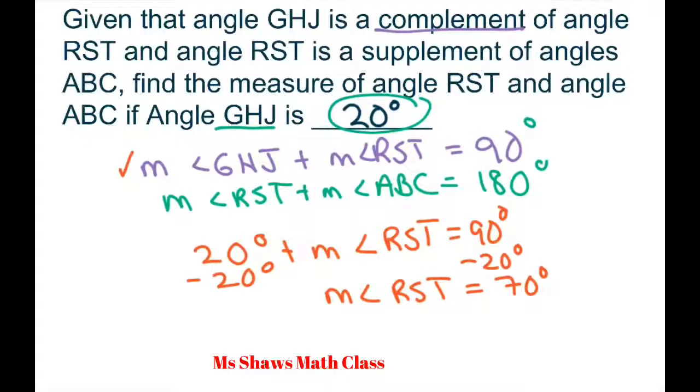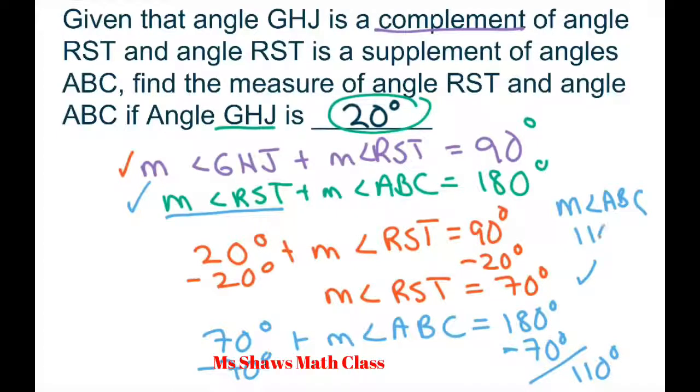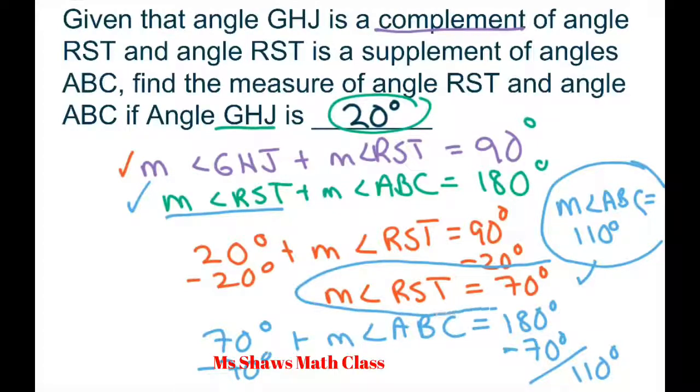Now we're going to substitute this 70 degrees into this equation. Right there, we're going to replace it with 70 degrees plus the measure of angle ABC equals 180 degrees. Subtract 70 from both sides, and you get the measure of angle ABC equals 110 degrees. So there's your two answers right there.